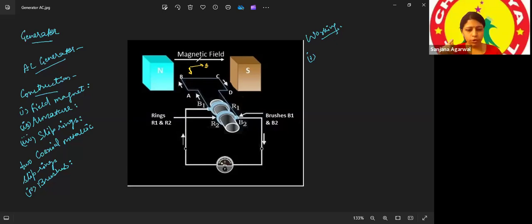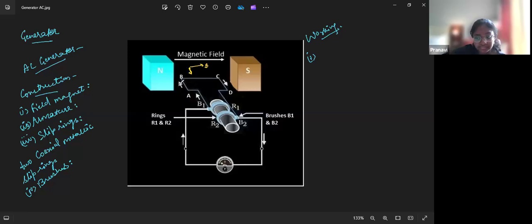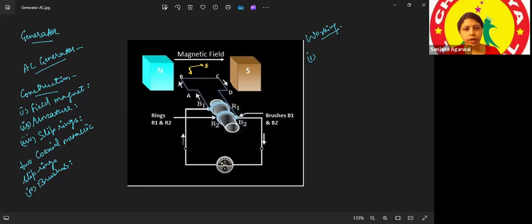Because this diagram I have taken randomly, just ignore these arrows. The direction of current we'll be drawing according to us. Don't draw these arrows. So in the first, the direction of current is towards us, means B to A.